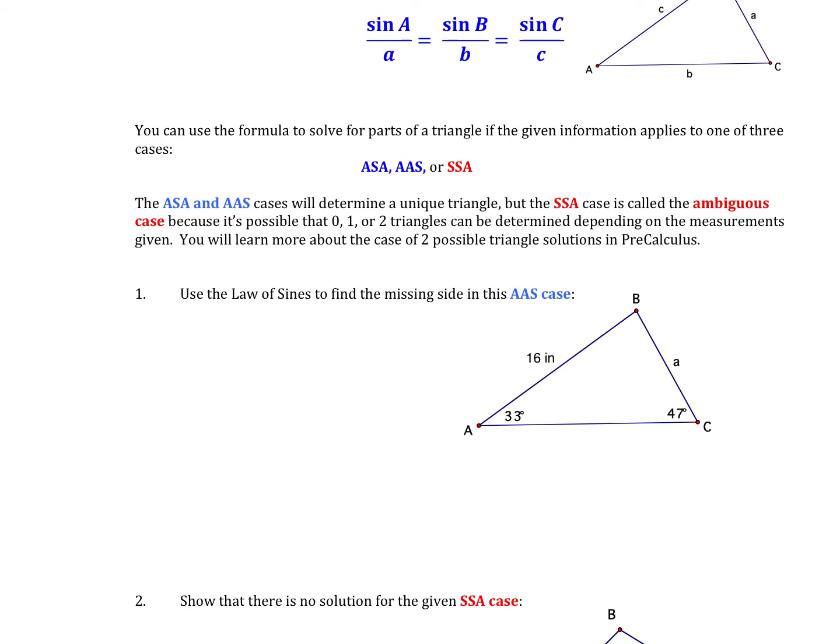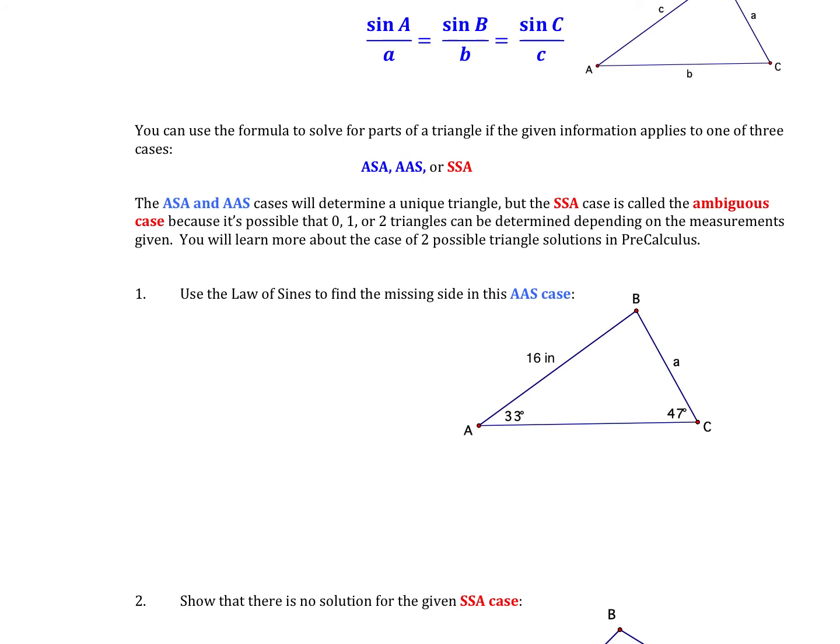We don't have to worry about that too much in this class. You're going to learn that when you get to pre-calculus 2 years from now. So that's when you're going to talk about the ambiguous case of how it is possible for there to be no triangles, one triangle, or two potential triangles, because then you have to worry about, well, which one is it?